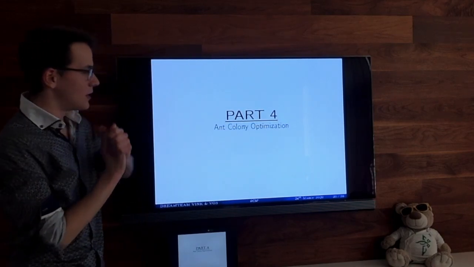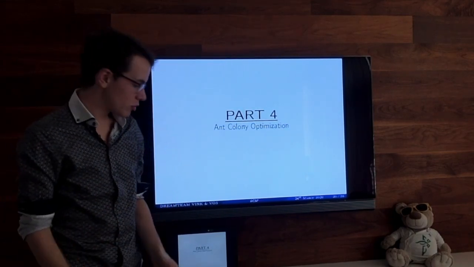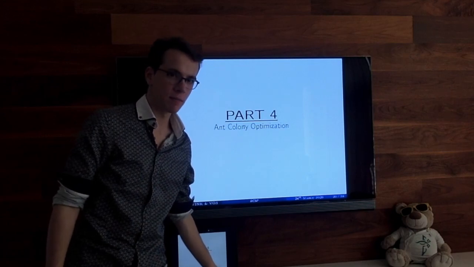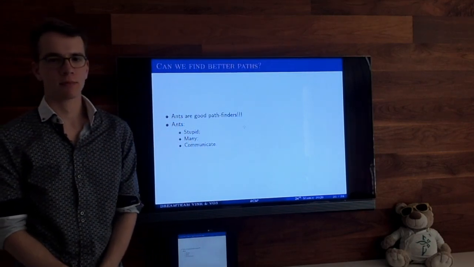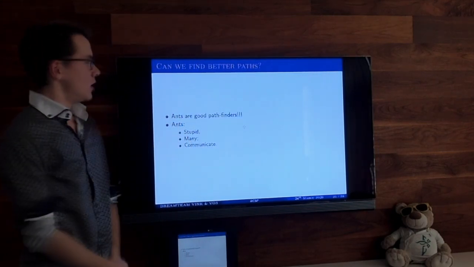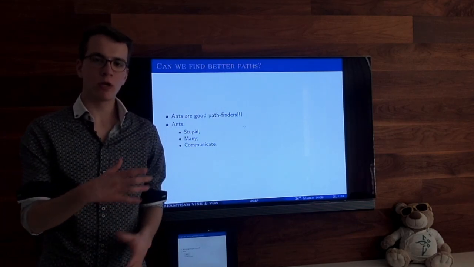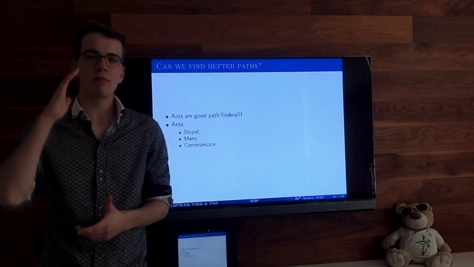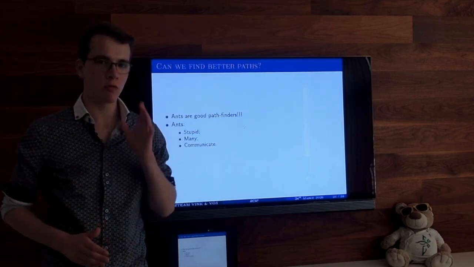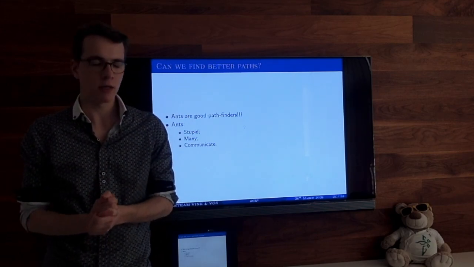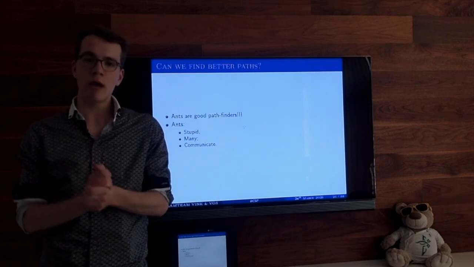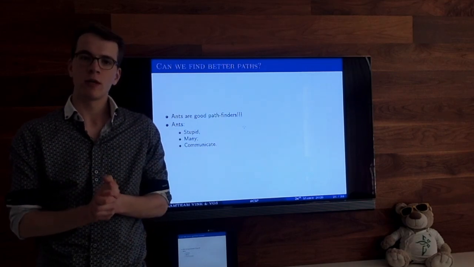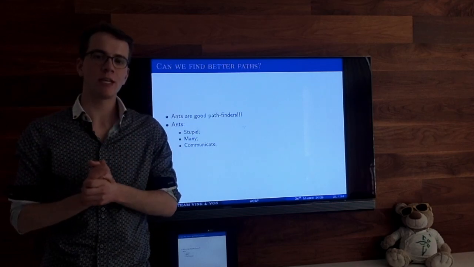Thank you, Joshua. In part 4, we're going to talk about ant colony optimization. Okay, so from the last part, we already have a solution. We have a good solution, a feasible solution, given by the lambda path-finding algorithm that Joshua just explained. Now we're going to try to find an even better solution by using insight from the ant world.